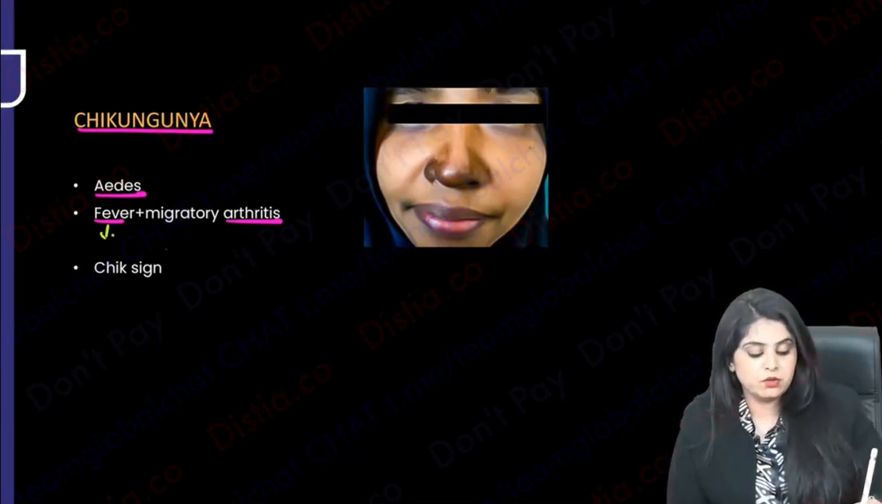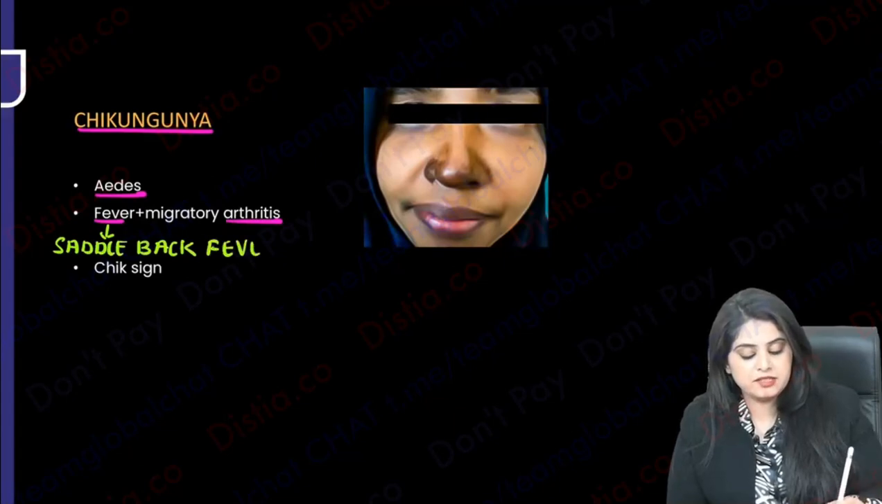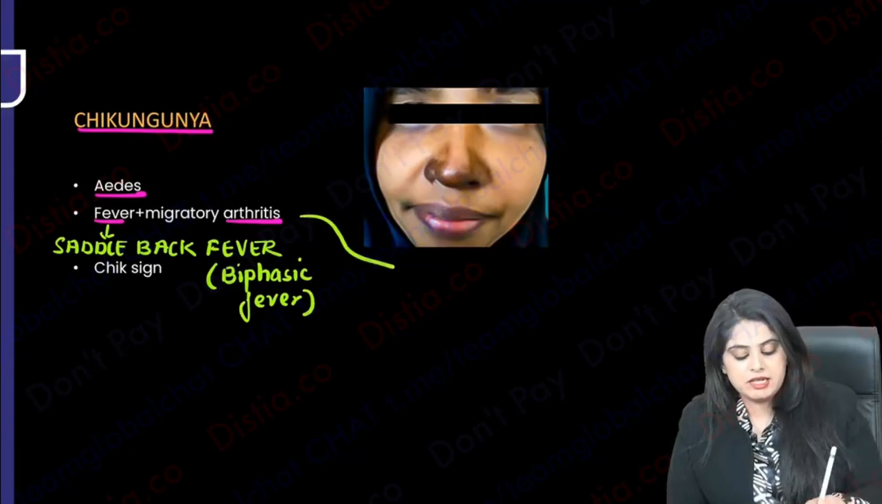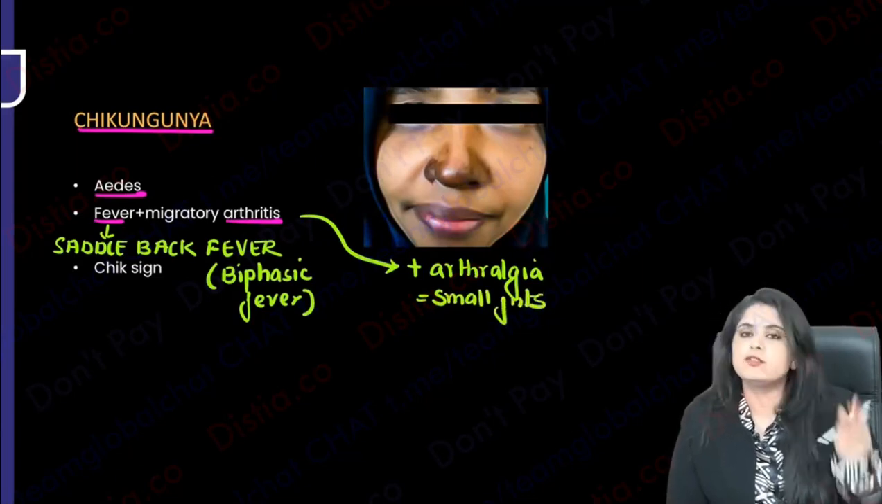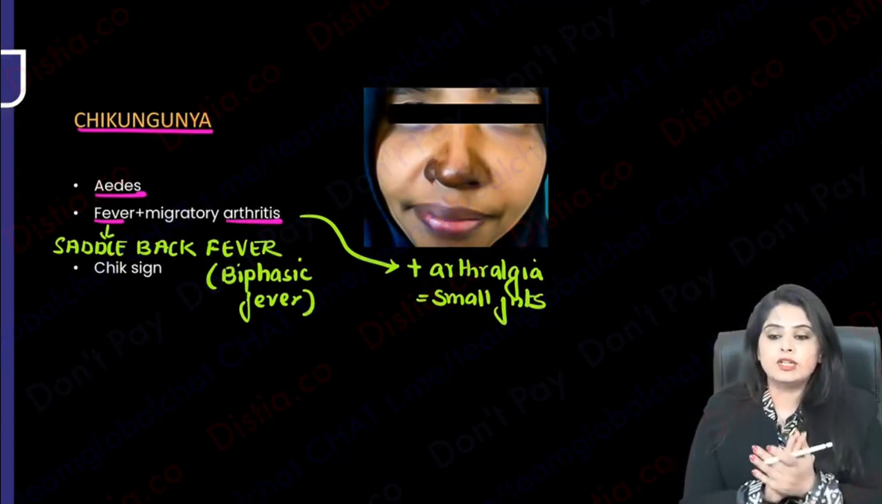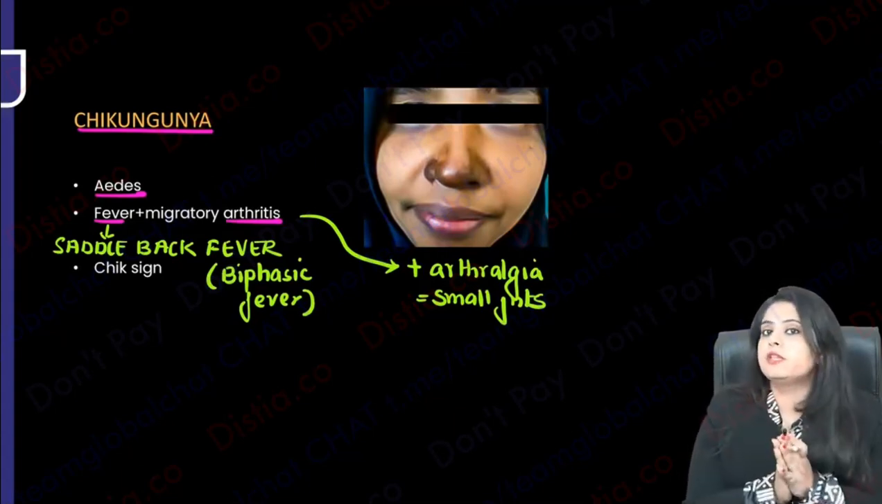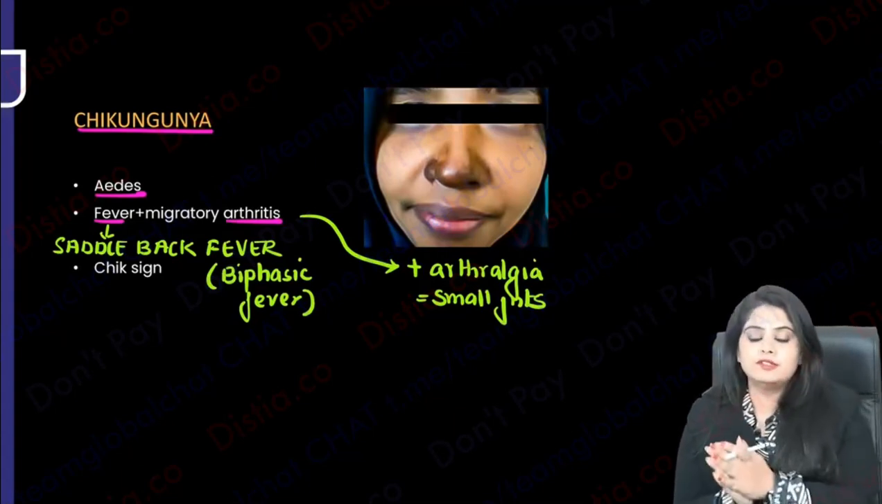Other things I want to focus on. What is the fever? There's a very famous fever called the saddleback fever. And along with that, guys, saddleback fever is basically a kind of a biphasic fever. Coming to the next, there is a migratory arthritis and also associated with arthralgia. Arthralgia means there's very severe joint pains, and this usually involves the small joints. Anything else? So fever and arthritis is a kind of a pathognomonic thing for this, that you will see fever, saddleback, you will see arthralgia.